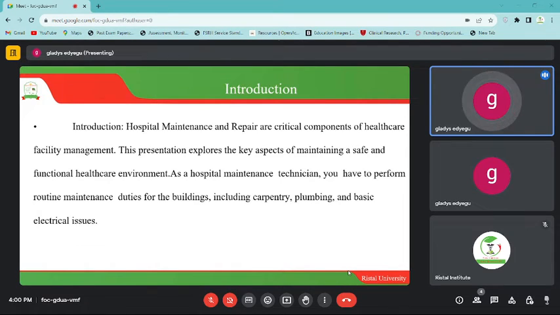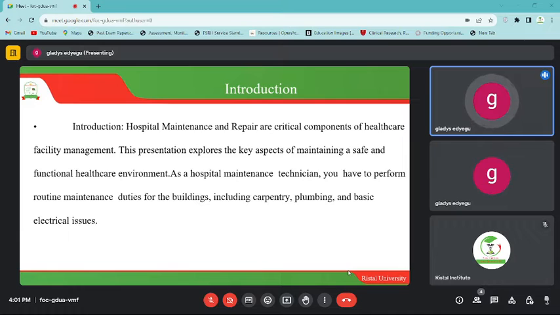We are on the module of hospital infrastructure, and we are looking at hospital maintenance and repair. When you look at hospital maintenance and repair, we need to understand what we need to maintain and what we need to repair in the hospital. In our introduction, we said that hospital maintenance and repair are critical components of healthcare facility management.